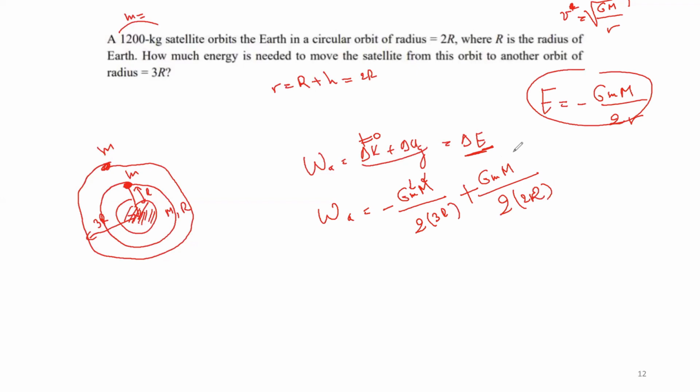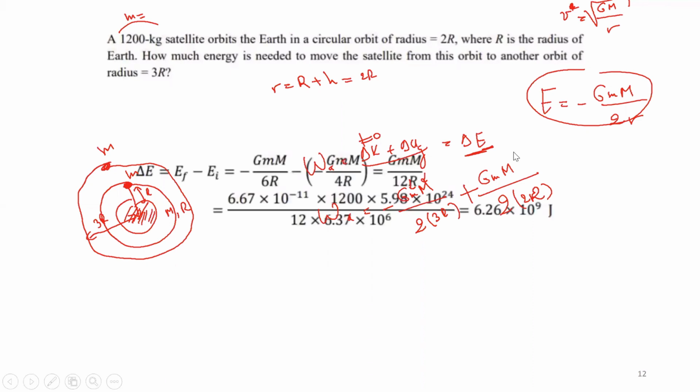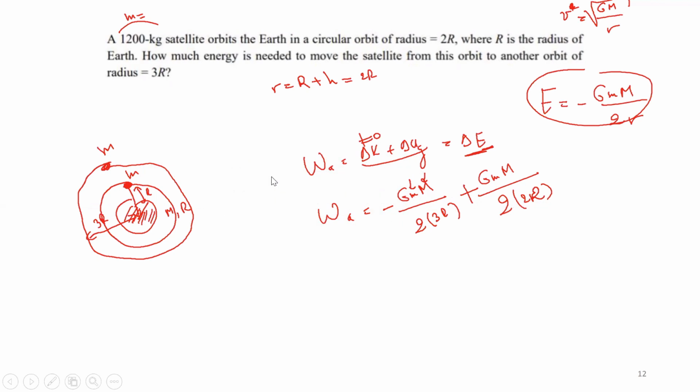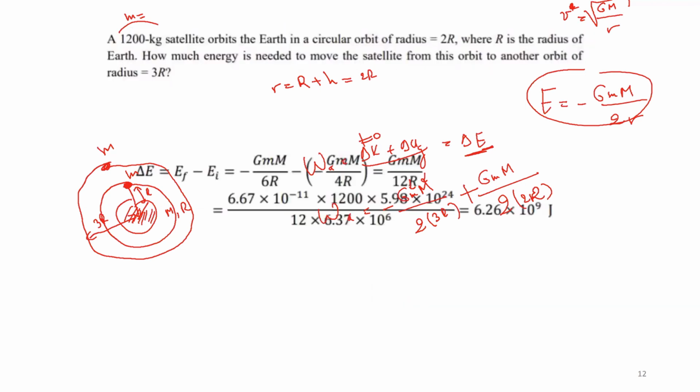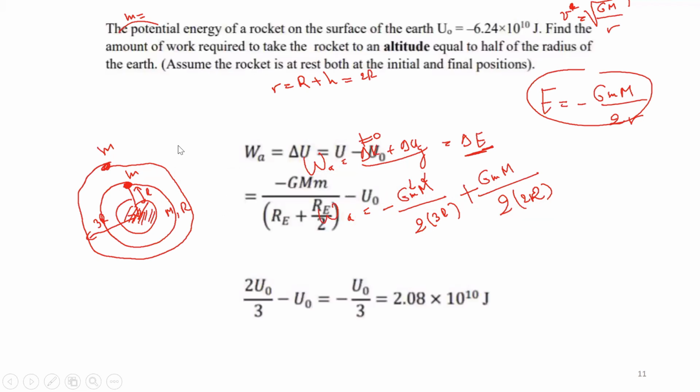And that's it. Okay. So now this is what we did here. Okay. Minus GMm divided by 6r plus GMm divided by 4r. And this is what we did here. And you find GMm divided by 12r, and it's positive. The thing that I want to bring your attention to is work applied here is change in mechanical energy. Whereas in the previous one, it was change in gravitational potential energy because delta K was 0.